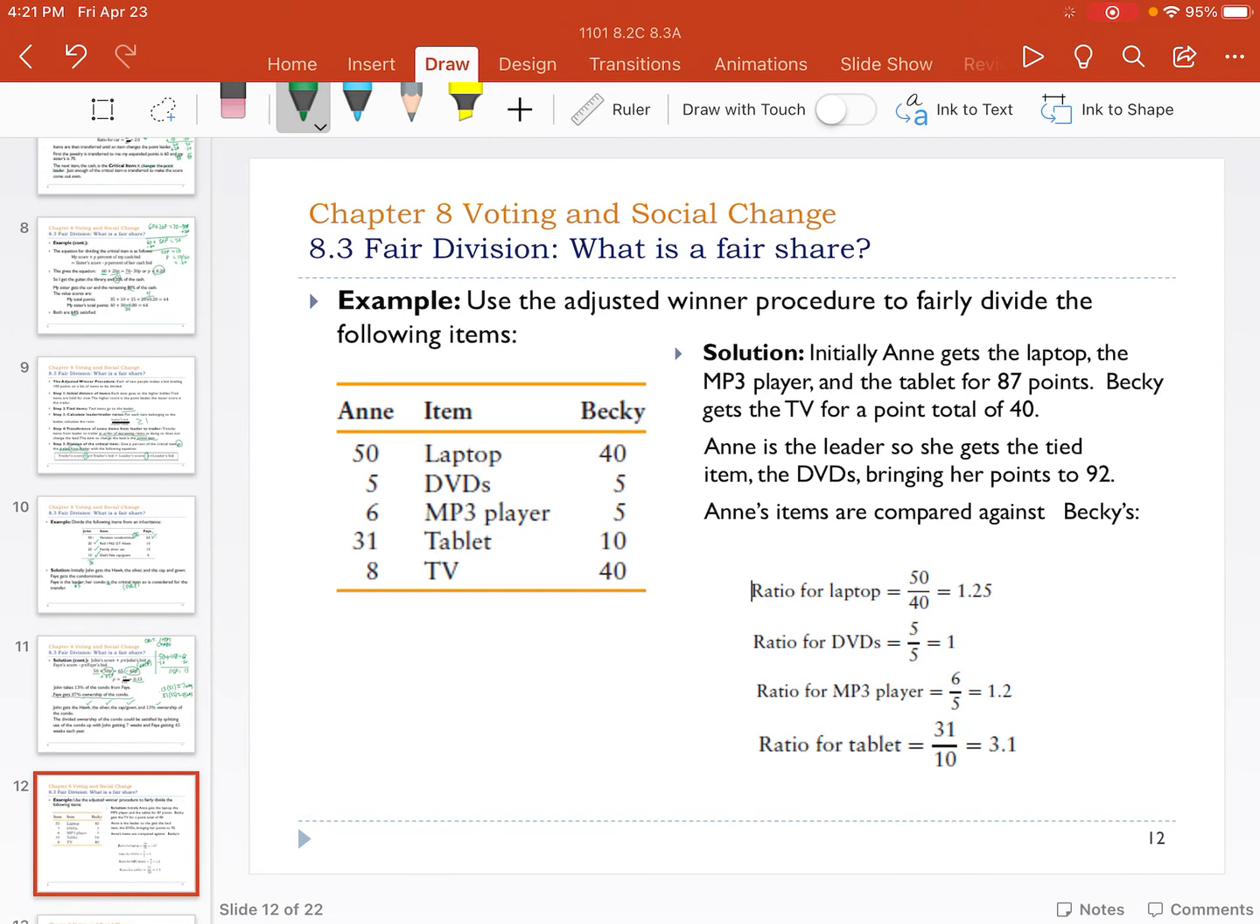Use the adjusted winner procedure, which is what we're talking about, to fairly divide the following items. So, Ann versus Becky, A versus B. There's a laptop, DVDs rather, MP3 player, tablet, and TV. And so what we have here is the head-to-head battle. As they put down their points, they both add up to 100. That's important. We're not going to have you pick points. We'll give you pre-assigned points.